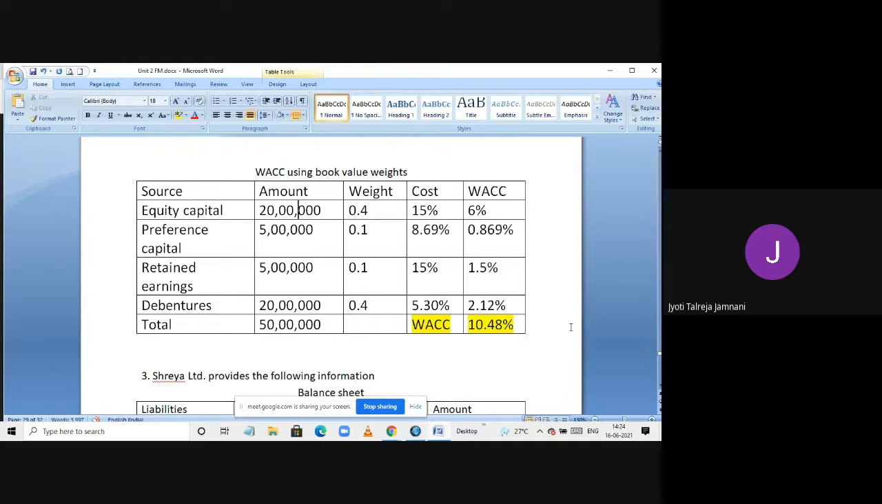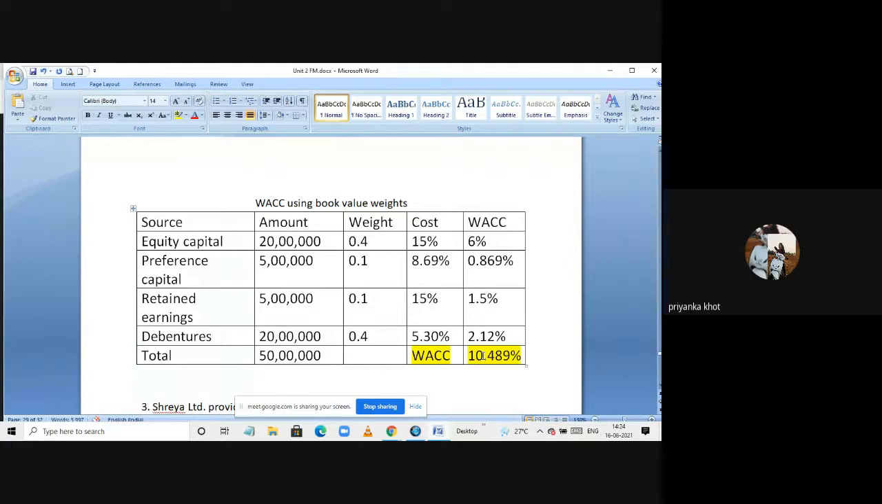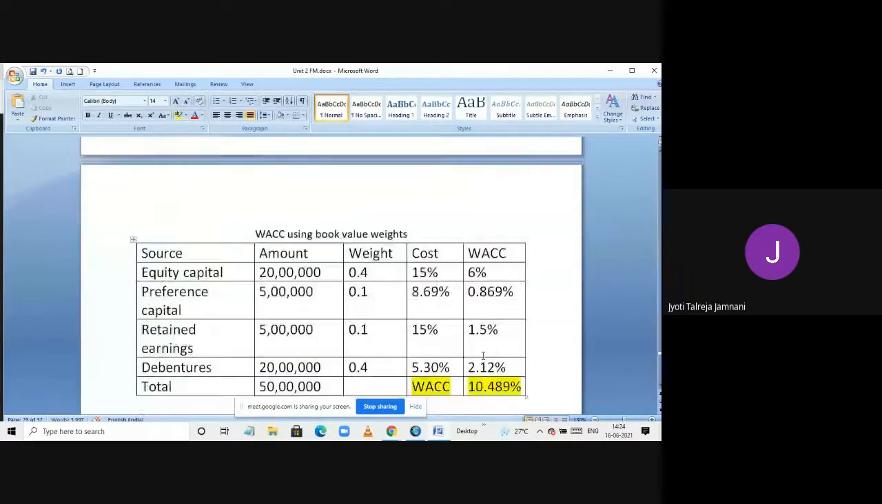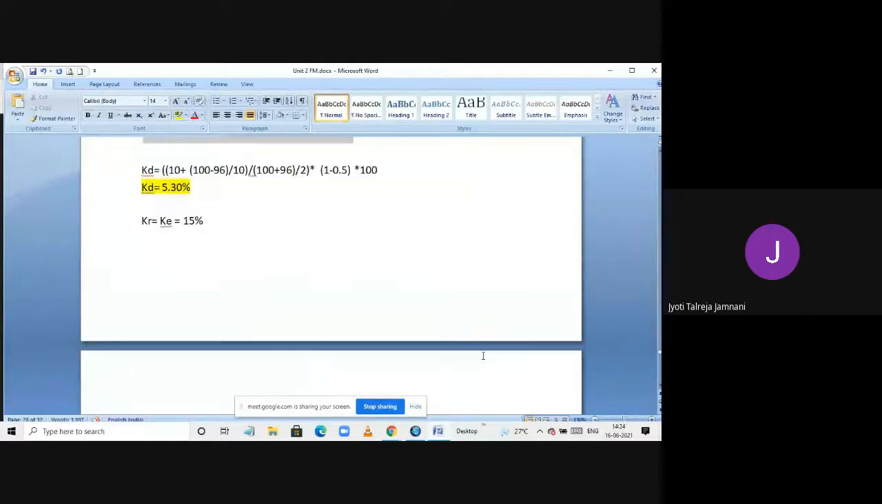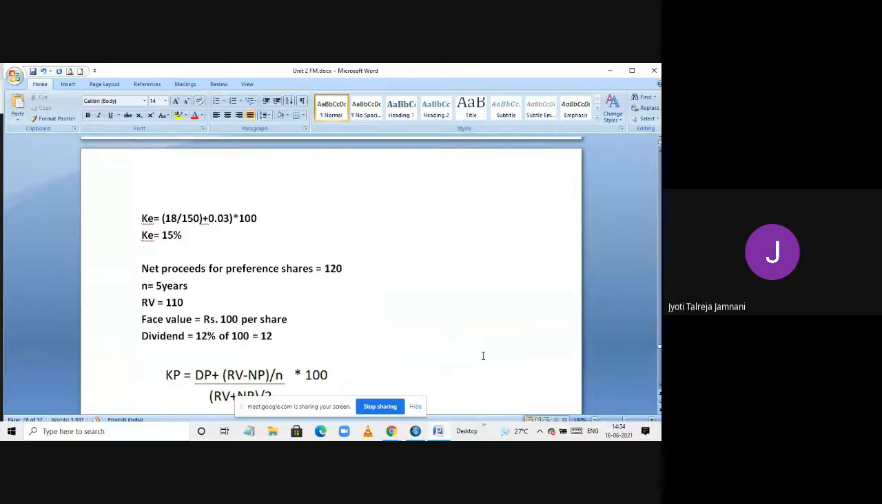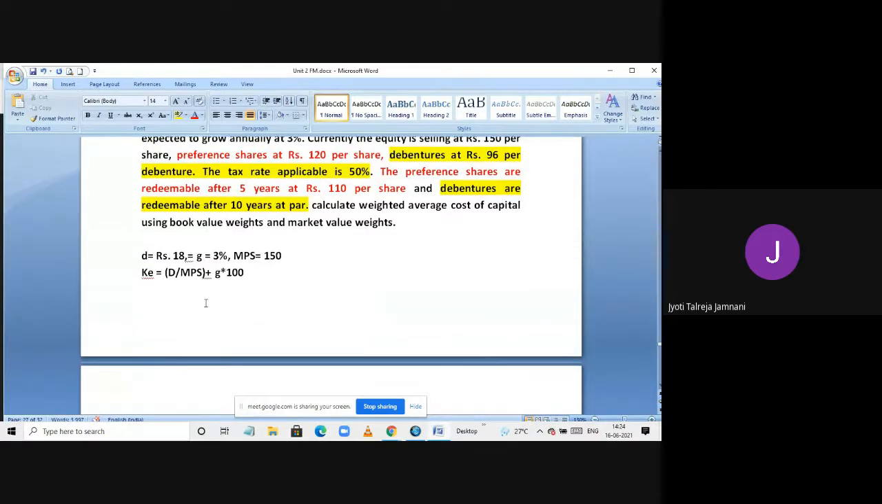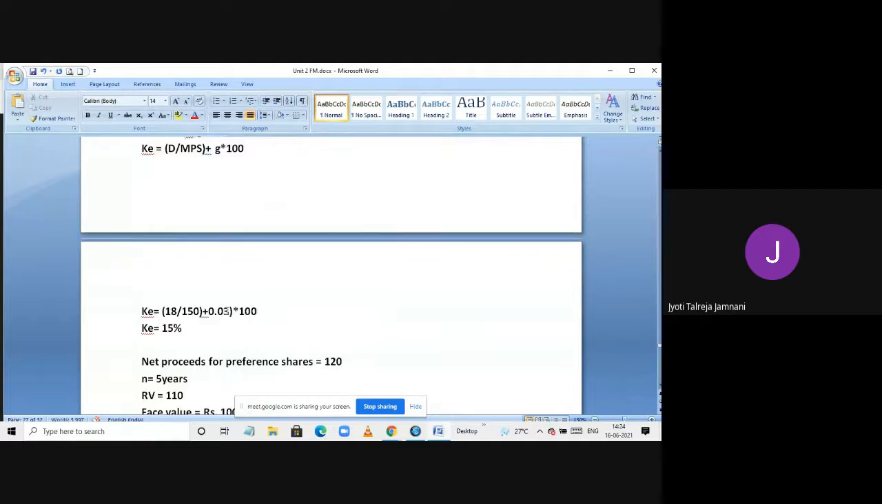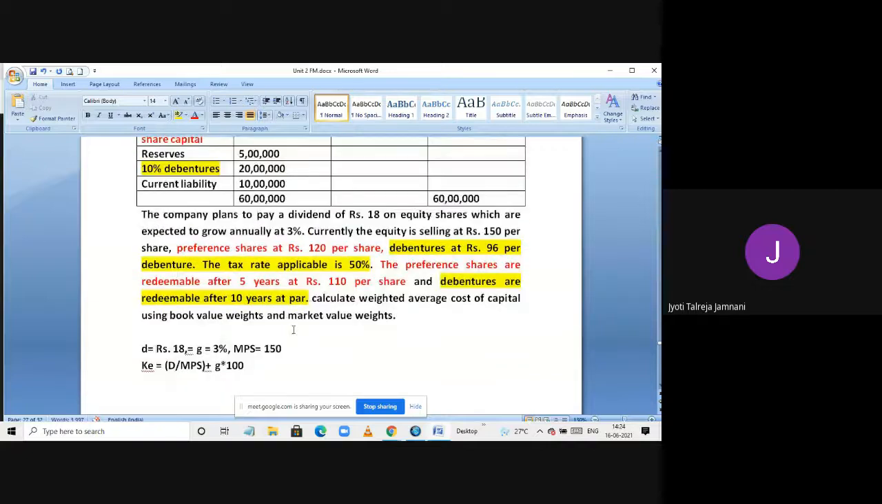All of you got this? 10.489. So this was book value weights. First we found each and every security's individual cost, which we also call specific cost: cost of equity, debt, preference. Then we found the weighted average using book value weights.